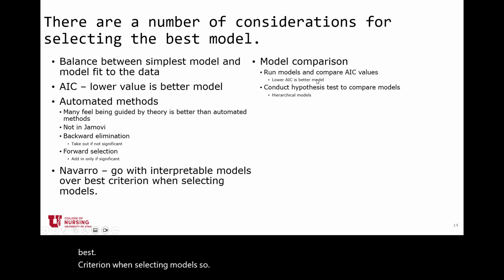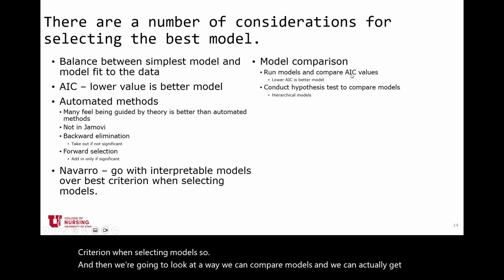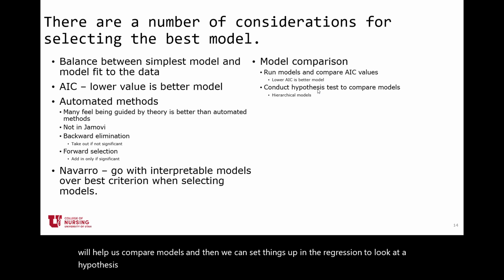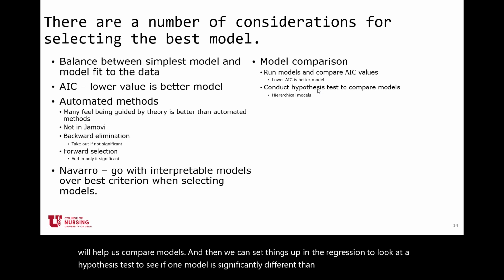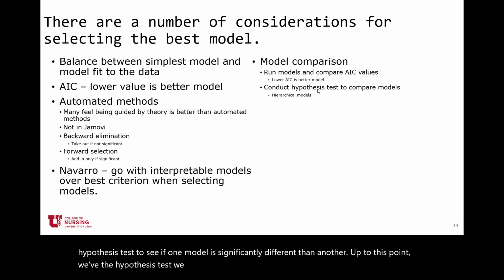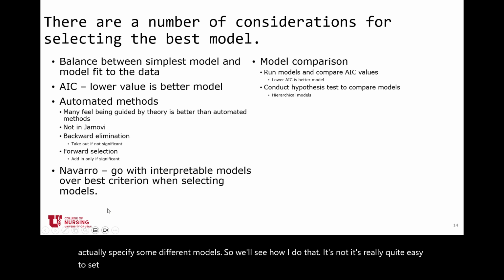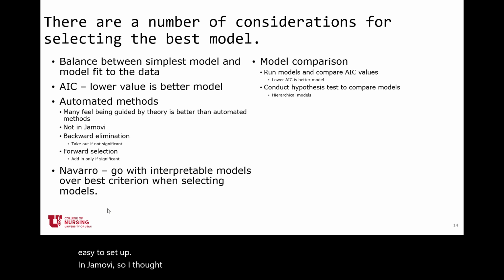And then we're going to look at a way we can compare models, and AIC will help us compare models. Then we can set things up in the regression to look at a hypothesis test to see if one model is significantly different than another. Up to this point, the hypothesis test we get compares a model to the null model, and now we can actually specify some different models. So we'll see how to do that. It's really quite easy to set up in Jamovi, so I thought let's just show it to you guys because it's there.